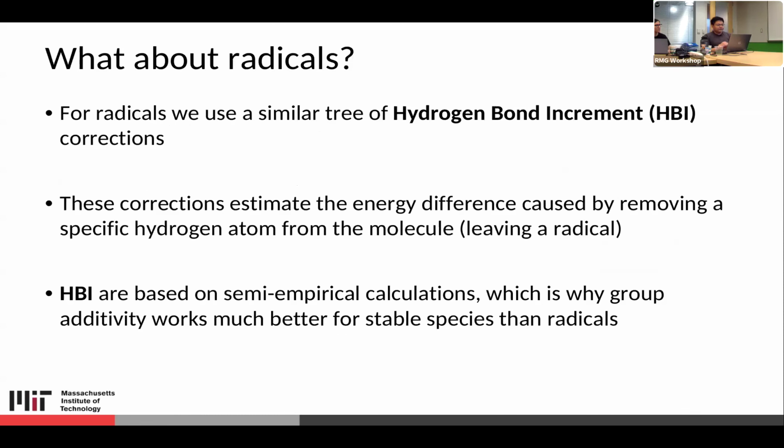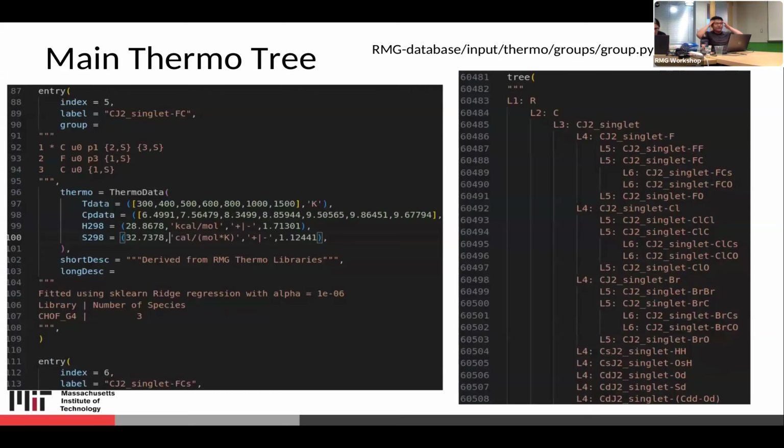For radicals, we use a similar tree of hydrogen bond increment corrections, which estimate the energy from removing a hydrogen atom from the molecule. They're based on semi-empirical calculations, which is why group additivity usually works better for stable species rather than radical species. Okay, so this is all abstract, but here's what it looks like in the RMG database. On the left, I'm showing the thermo associated with one of the nodes of the tree.